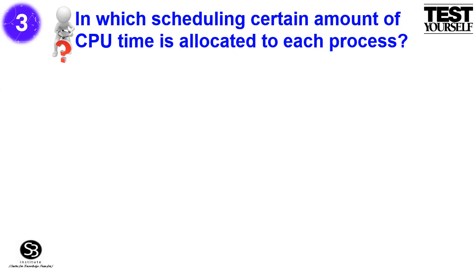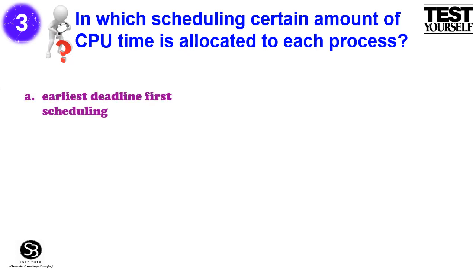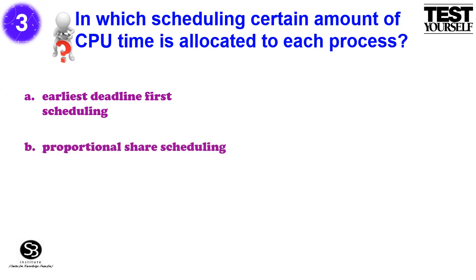Question. In which scheduling certain amount of CPU time is allocated to each process? The given options are option A, earliest deadline first scheduling, option B, proportional share scheduling, option C, equal share scheduling, option D, none of the mentioned.